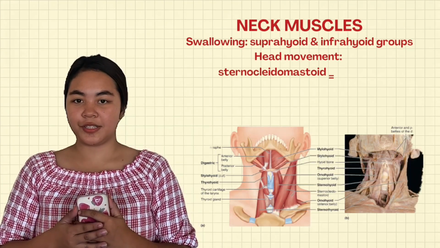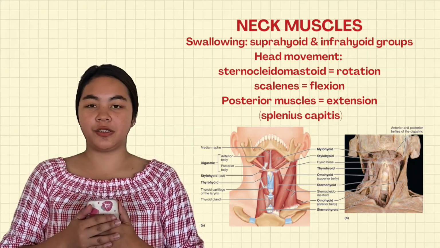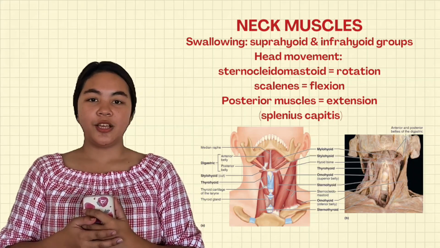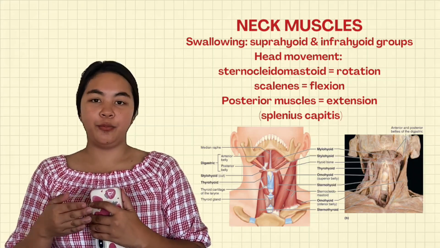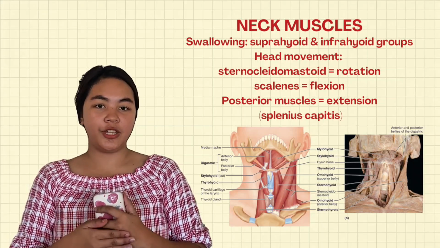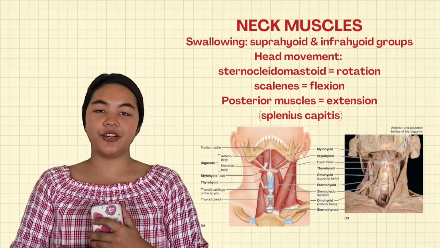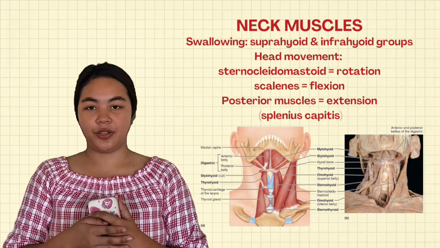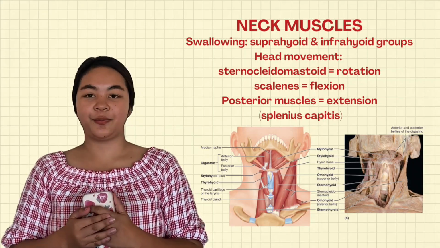Neck muscles: swallowing, head movement, and posterior muscles. For swallowing, the suprahyoid and infrahyoid groups. For head movement, sternocleidomastoid for rotation and scalenes for flexion. Posterior muscles for extension, for example splenius capitis.